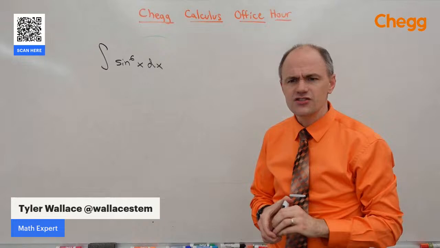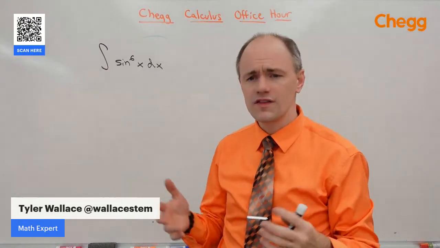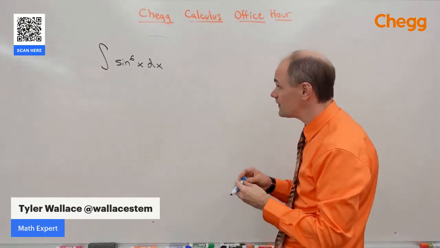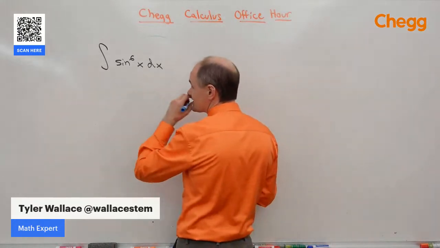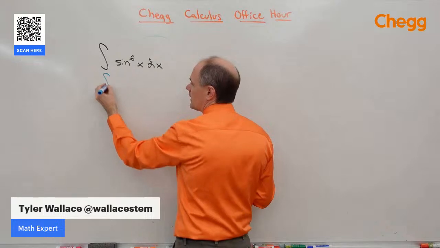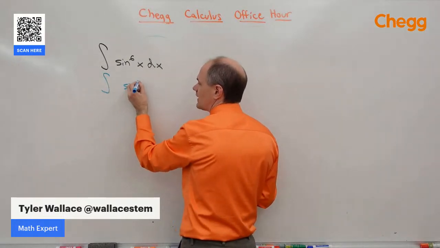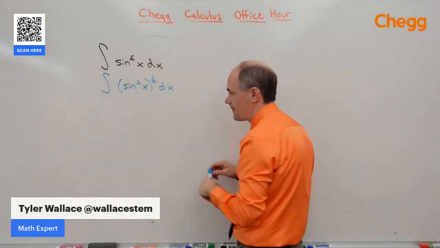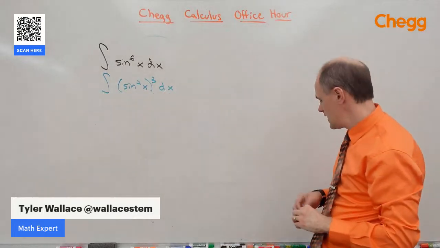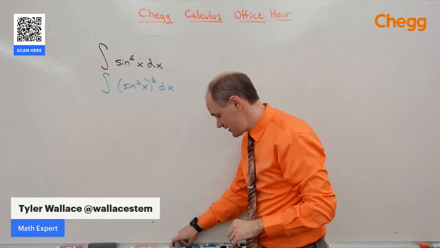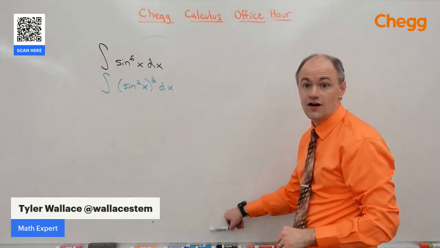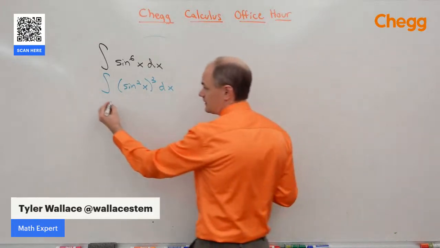And I might just kind of set this one up more than solve it because there's going to be a lot of pieces to this. The idea of solving this one is sine to the 6th can be rewritten as sine squared to the 3rd power. And sine squared can be rewritten using our power reduction identity.